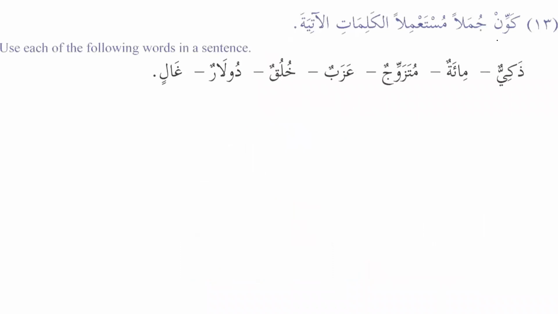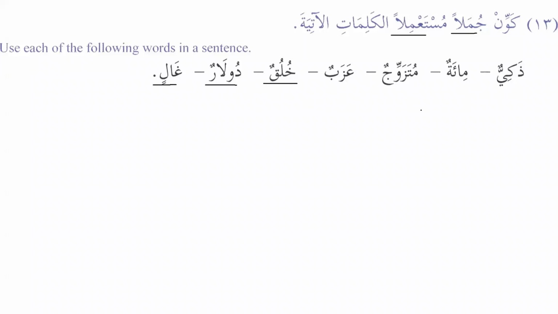Make a sentence by using the following words. Use each of the following words in a sentence. We have the first one, dhakiyun, that means intelligent. Miyatun, 100. Mutazawwijun, married. Azabun, single or unmarried. Khuluqun, someone who possesses good manners, well-mannered. Dularun, dollars, and ghalin, expensive.